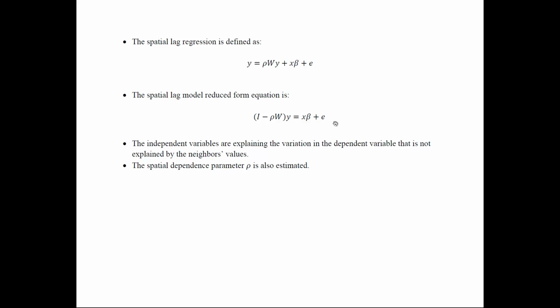So in this case, the independent variables would be explaining the variation in the dependent variable that is not explained by the neighbors' values. Therefore, whatever we can explain in that dependent variable by the neighbors, we take it out. And then all the independent variables would explain only the remaining variation that we have.